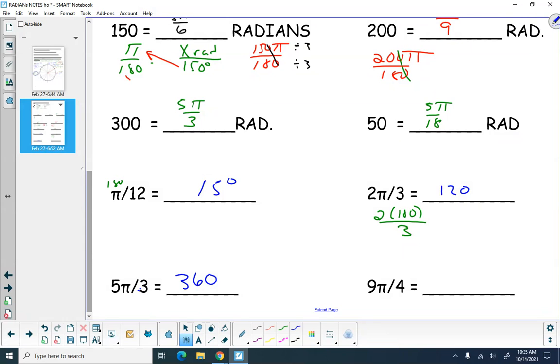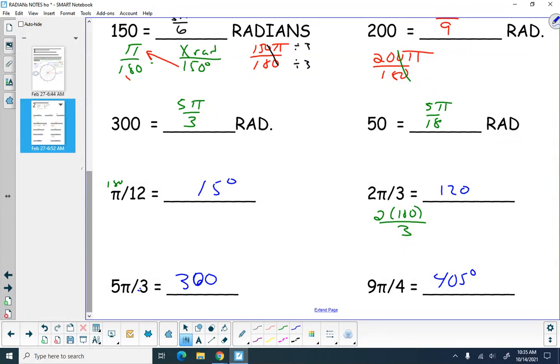Okay, last one, 9 pi over 4. Allie, what do you have? 405 degrees. Okay, so it's another way of dealing with measures, but it's nothing that's going to be very, very difficult. You just have to change your mindset in regards to radians and degrees.